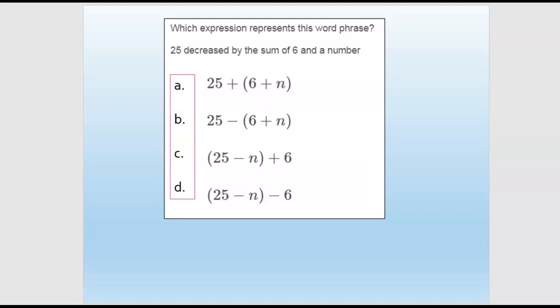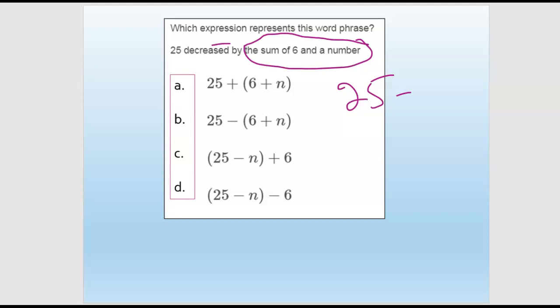Which expression represents this word phrase? 25 decreased by, that's going to be subtract, the sum of 6 and a number. Look at that as one whole thing. If you're studying the grammar of the sentence, that whole thing acts as a noun. That's like your noun phrase. That's the object of the preposition by. Decreased by that whole thing. 25 decreased by the sum of 6 and a number.